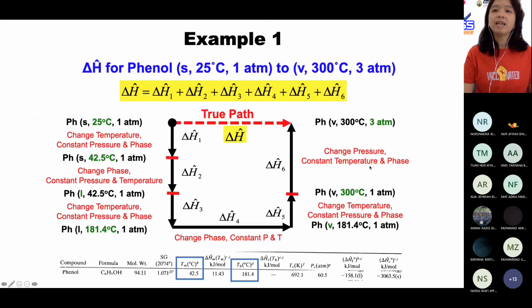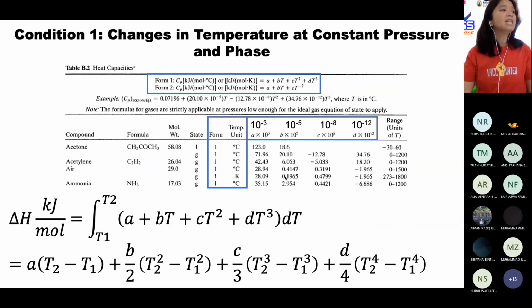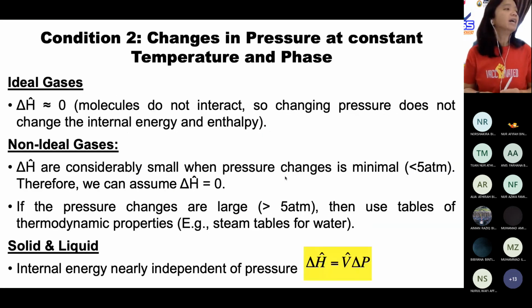So kamu tengok path yang terakhir kan perubahan tekanan, right? But it's only from 1 atm to 3 atm. So perubahan tekanan less than 5 atm. So that enthalpy delta H6 ni adalah kosong sebab perubahan tekanan dia less than 5 atm, delta H6 tu kosong. Okay, so then if it's solid or liquid, you have to calculate using V delta P.